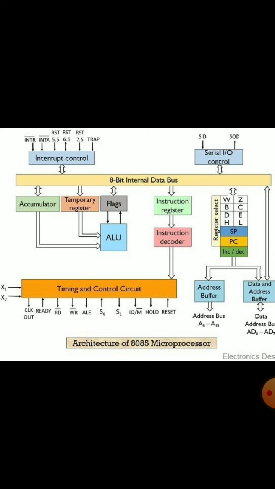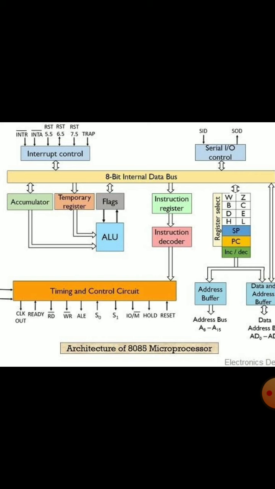Before going to the architecture, let us first explain the basic features of the 8085 microprocessor. The 8085 is an 8-bit microprocessor. Its operating voltage is 5 volt and its operating frequency is 3 megahertz. It has a 16-bit address bus and an 8-bit data bus, because it is an 8-bit microprocessor.